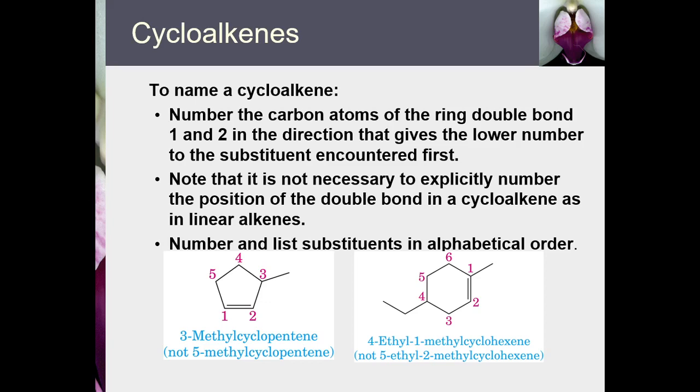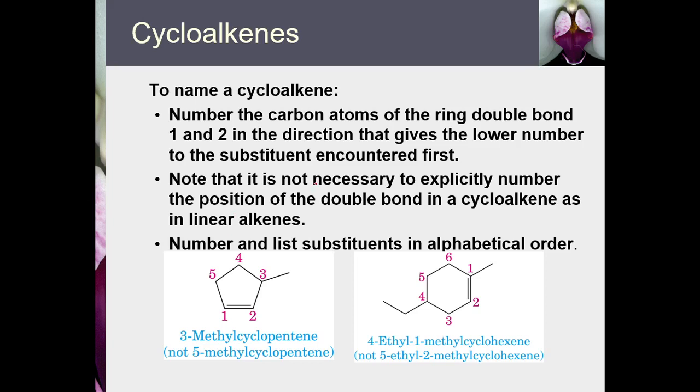So for cycloalkenes naman, you number the carbon chain of the ring, double bond, 1 and 2. So yung double bond mo, it's either at carbon position 1 and 2. So automatic yon. So kasi ito ay ginagawa para mabigyan natin ng lower number yung double bonds at yung substituents din. Okay?